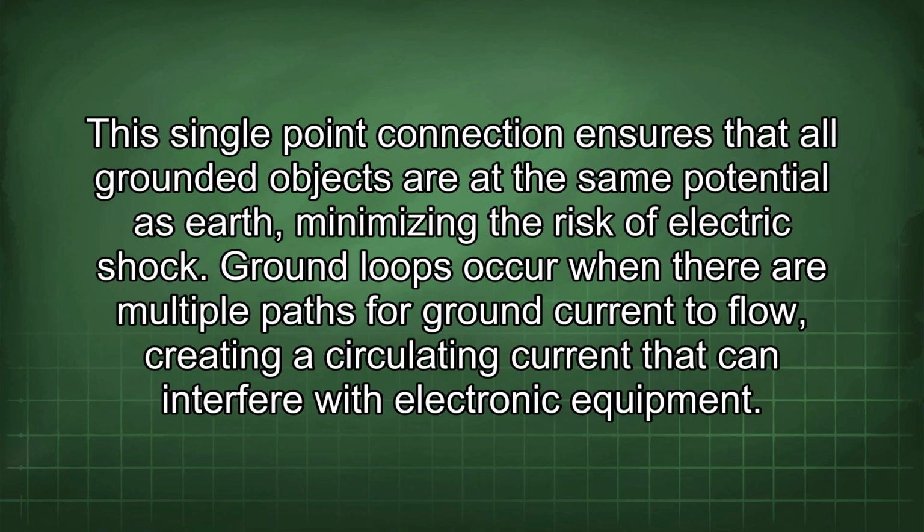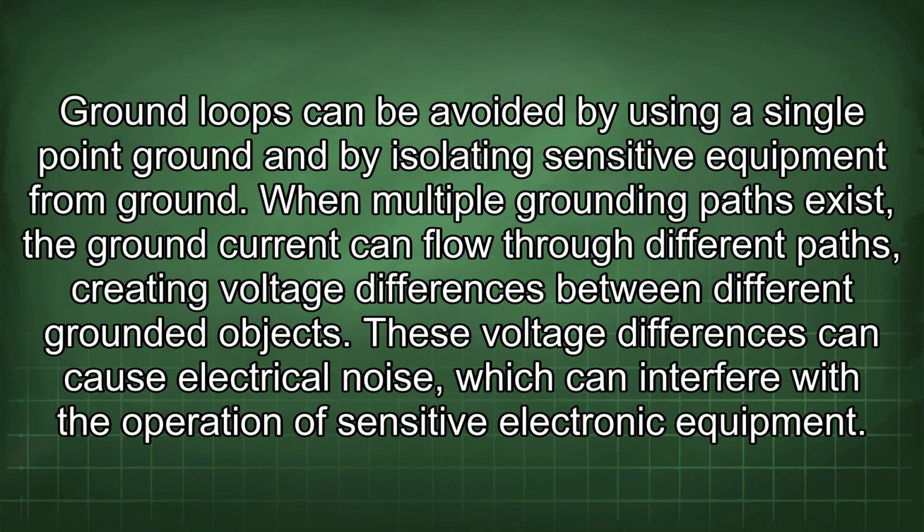This single-point connection ensures that all grounded objects are at the same potential as Earth, minimizing the risk of electric shock. Ground loops occur when there are multiple paths for ground current to flow, creating a circulating current that can interfere with electronic equipment. Ground loops can be avoided by using a single-point ground and by isolating sensitive equipment from ground. When multiple grounding paths exist, the ground current can flow through different paths, creating voltage differences between different grounded objects.